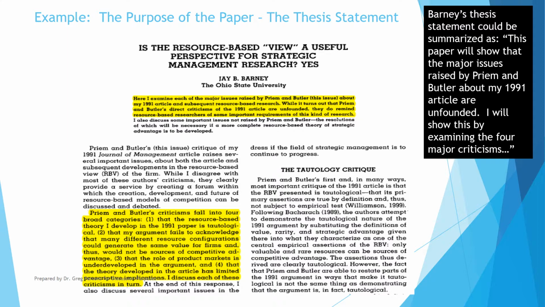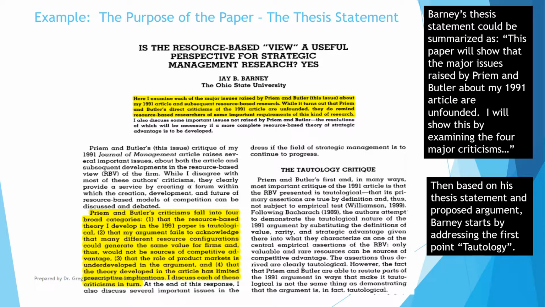He says he's going to refute the arguments raised by Priam and Butler in another article. And now how is he going to do that? I will show this by examining the four major criticisms. Okay, so he said what his point of view is, what his perspective is. He said what the purpose of the paper is. He said now how he's going to argue that perspective, that point of view. And then he launches into the body of the paper with the first section where he's going to examine the tautological critique of his earlier paper.